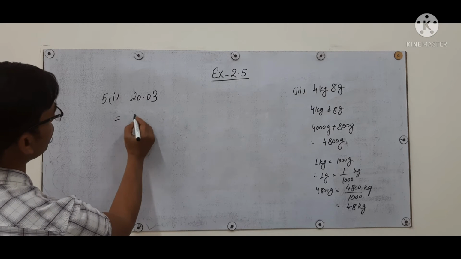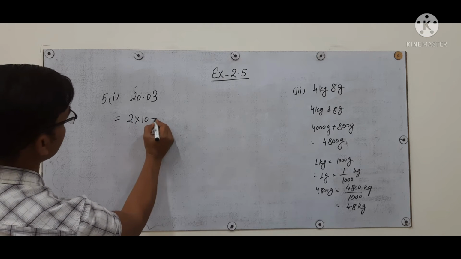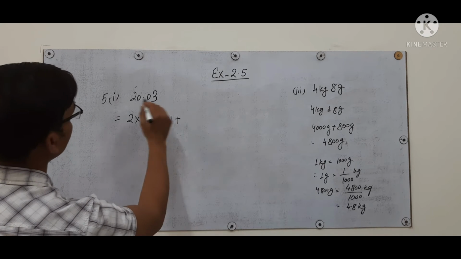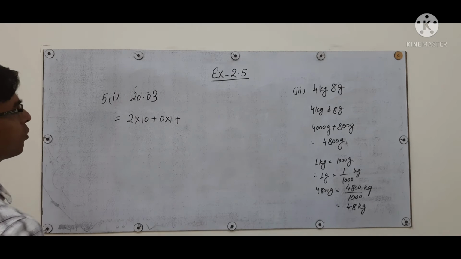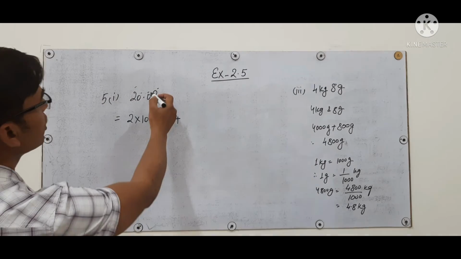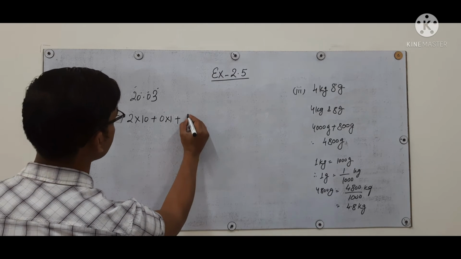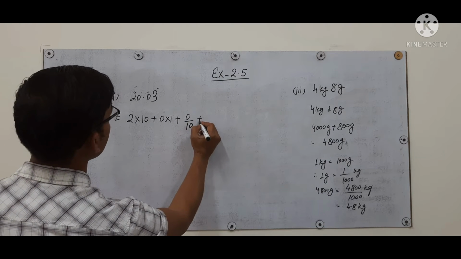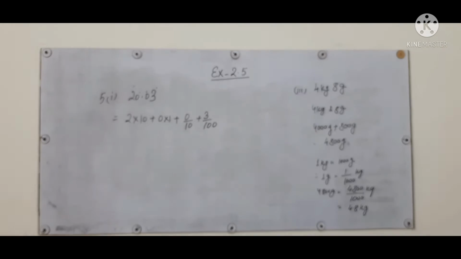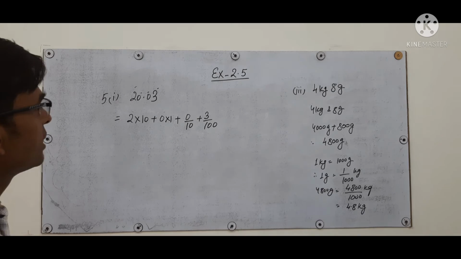So its expanded form will be, it is ones place, it is tens place. So we can write it as 2 cross 10 plus 0 cross 1 plus, and here decimal is at first place and here it is at second place, that it will be at 1 upon 10, and it can be written as 3 upon 100. So we will just write it as 0 upon 10 plus 3 upon 100, and this will be its expanded form. So it is also a very easy question and you can easily do it.